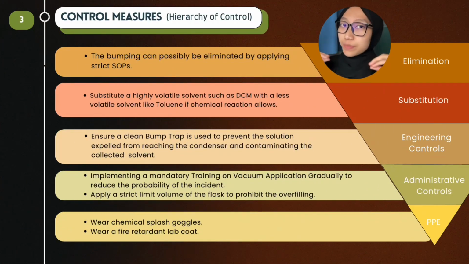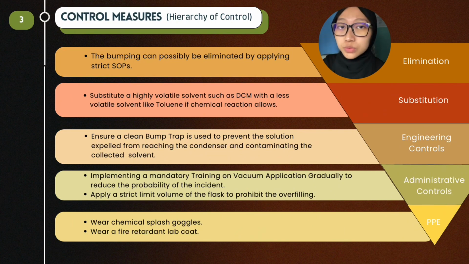Finally, let's look at the control measures, starting from elimination. The bumping can possibly be eliminated by applying a strict standard operating procedure. Moving to substitution, we can substitute a highly volatile solvent with a less volatile solvent if the chemical reaction allows. Under engineering control, we should ensure the bump trap of the rotovap is clean in order to prevent ejected solution from contaminating the condenser.